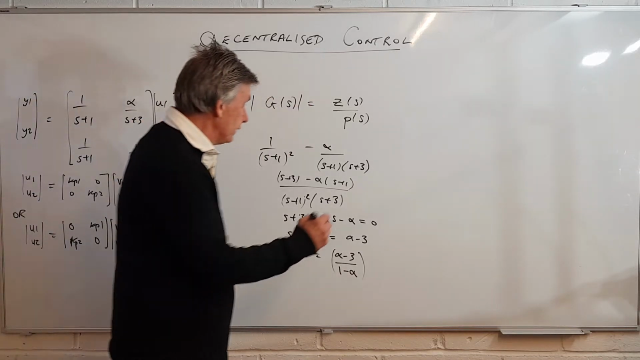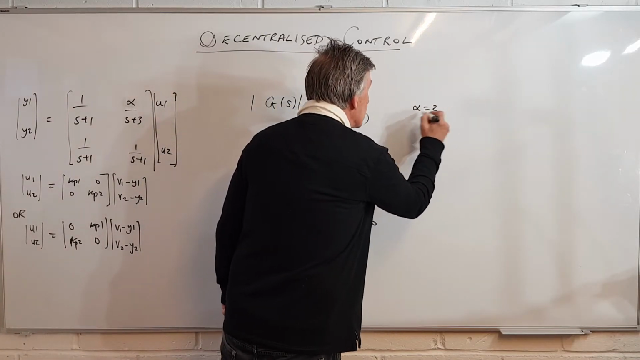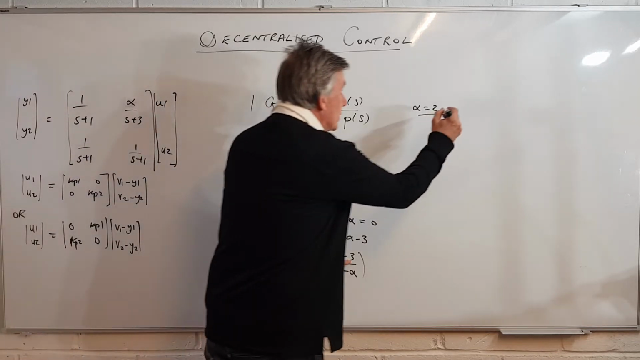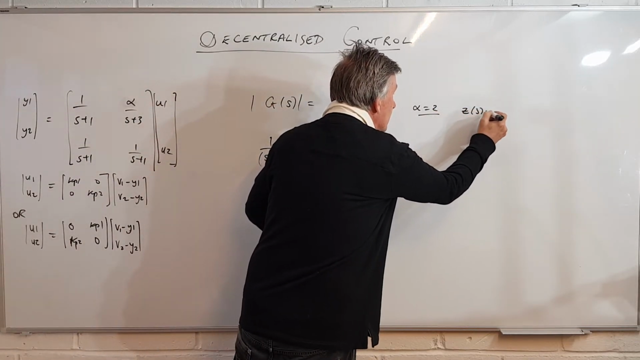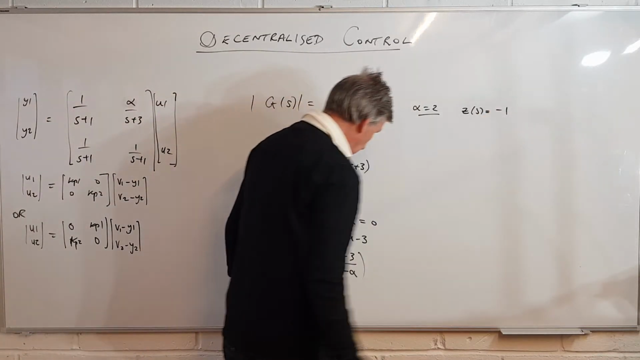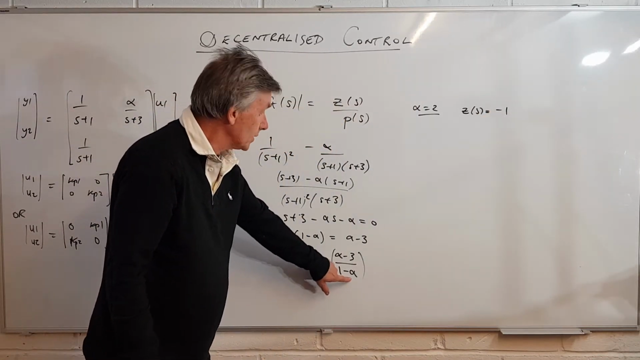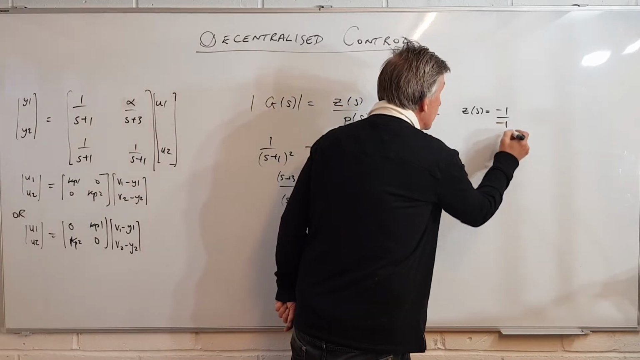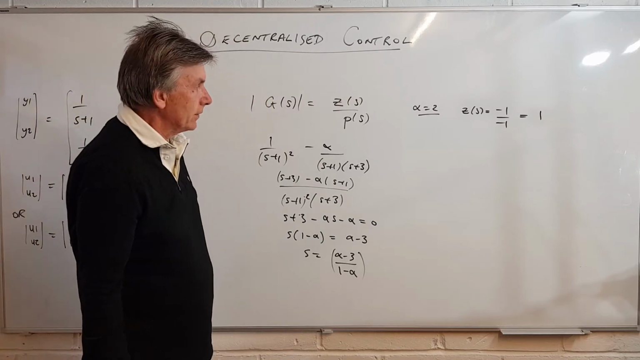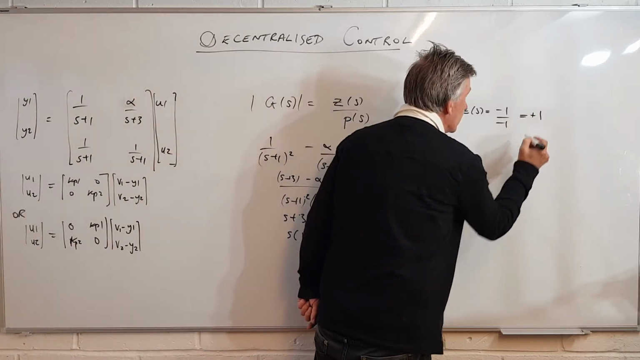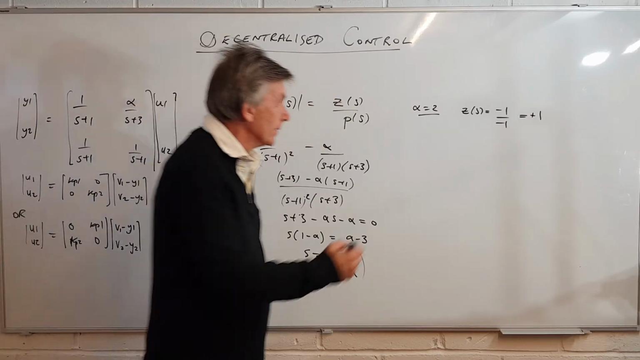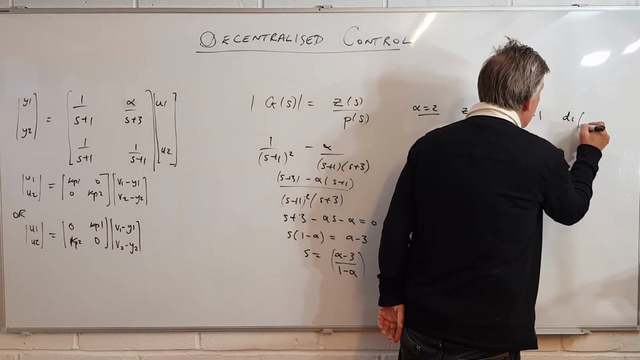So for instance, when alpha equals 2, then Z(s) will be 2 minus 3, which will be minus 1, over 1 minus 2, which will be minus 1. So that's equal to 1. So when alpha equals 2, the zero is at plus 1. So this is non-minimum phase because it's in the right half plane, so this is quite difficult to control.